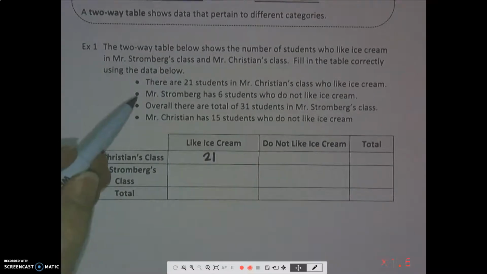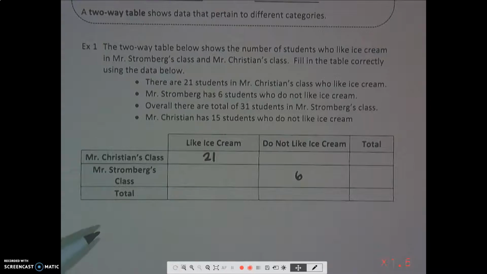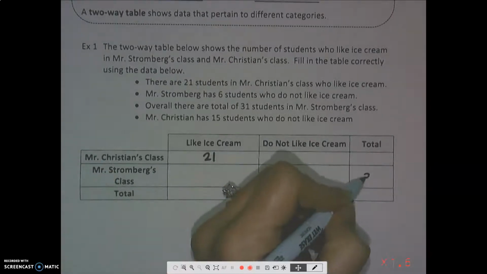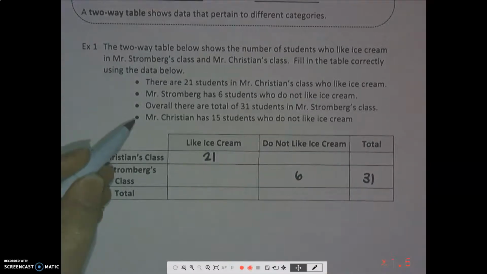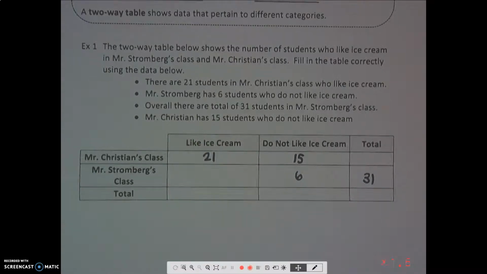Mr. Stromberg has 6 students who do not like ice cream. So Mr. Stromberg, do not like ice cream, 6. Overall, there are a total of 31 students in Mr. Stromberg's class. So that's over here for our total. And Mr. Christian has 15 students who do not like ice cream. So that's all we can fill in based on the information given to us so far. So let's go ahead and fill in the other stuff.